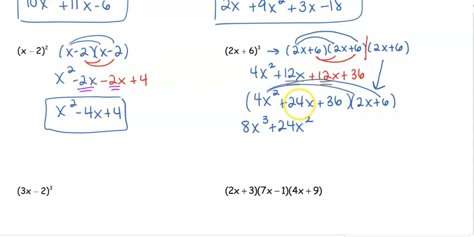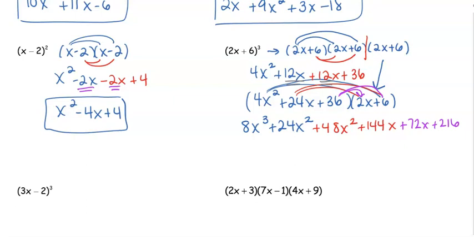Then we distribute the 24 to those 2 pieces, giving us 48x squared. 24 times 6 is that 144x, and then we distribute our 36. So that's 72x and 216. So we've FOILed out, distributed out all those pieces. Back to combining like terms.